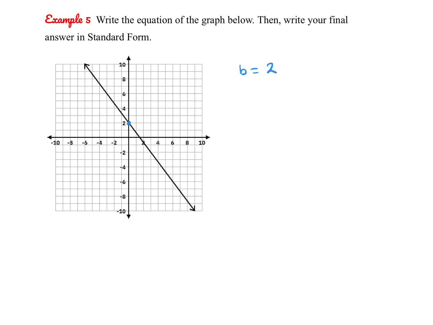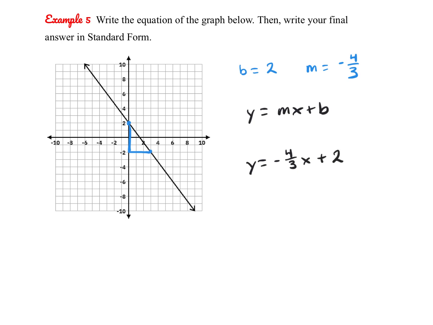And we can also interpret what our slope is from the graph. So I'm going to just go between any 2 points that I know the coordinates for, and I can see that if I do rise over run, I'm going down 4 over 3. So that means that my slope is negative 4 over 3. So when I have those 2 pieces of information, I definitely want to use slope-intercept form to write this. So we have y equals negative 4/3 x plus 2.